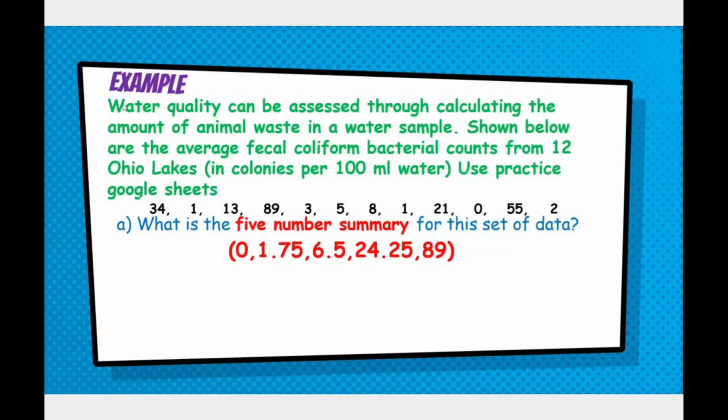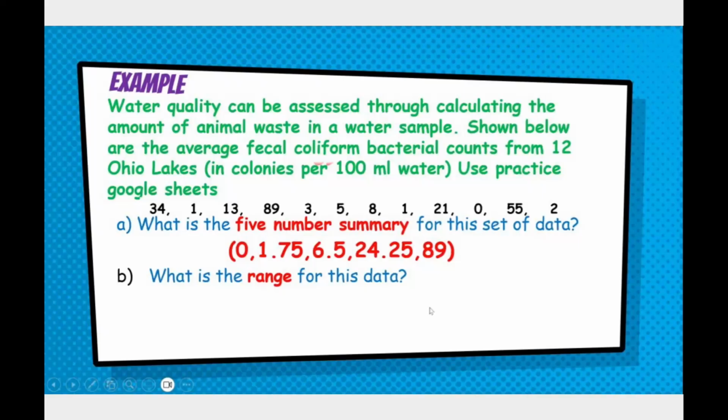If I type those in real quick, I have 34, 1, 13, 89, 3, 5, 8, 1, 21, 0, 55, 2. And by the way, these numbers are the water quality, the fecal coliform and bacterial counts from 12 different Ohio lakes. So the 5-number summary for those different lakes is as follows.